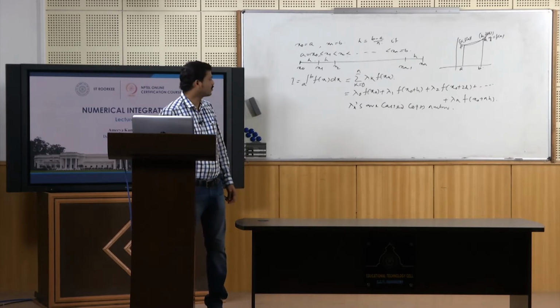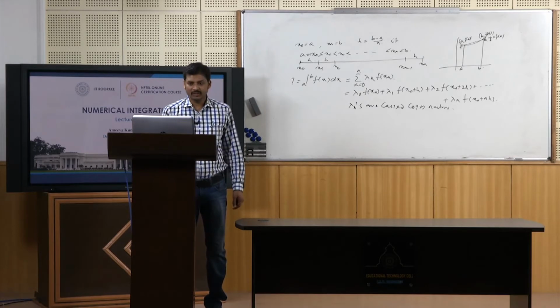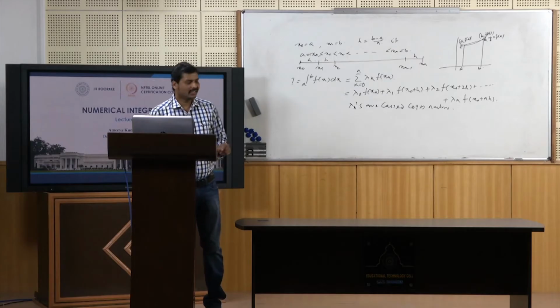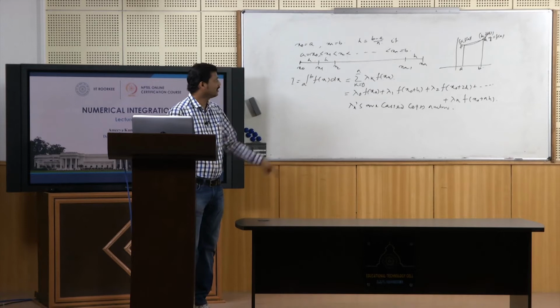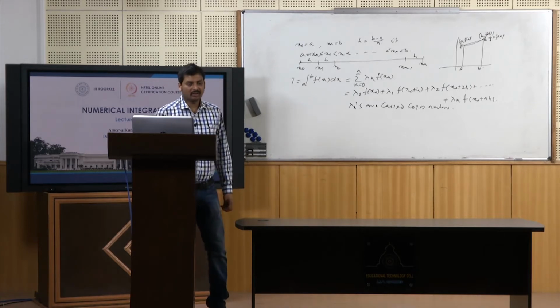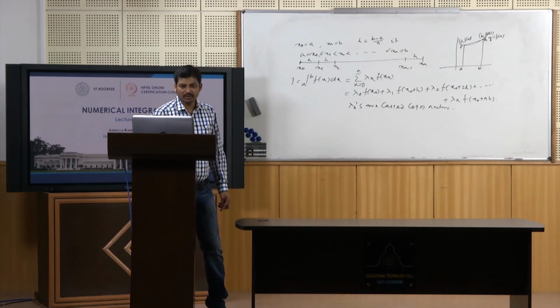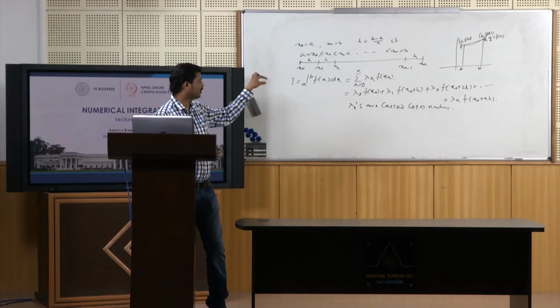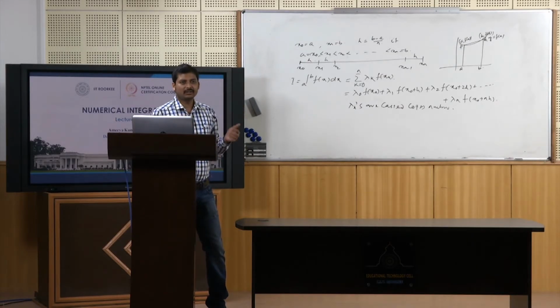Suppose this curve y equals f(x) is given to us and it is asked to find this integration within the range a to b, and this can be approximated by joining the line from P to Q in the curve. And if we use Newton's forward difference formula for a linear interpolating polynomial passing through the points (a, f(a)) and (b, f(b)) here, then since we are approximating this curved region by a straight line, you can approximate it by a linear interpolating polynomial.